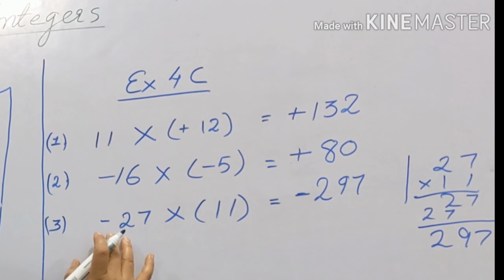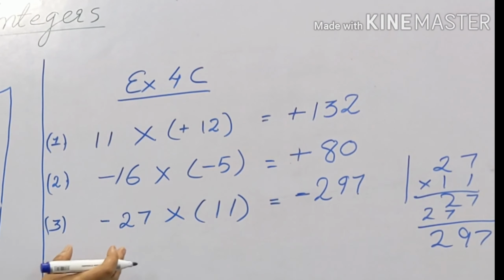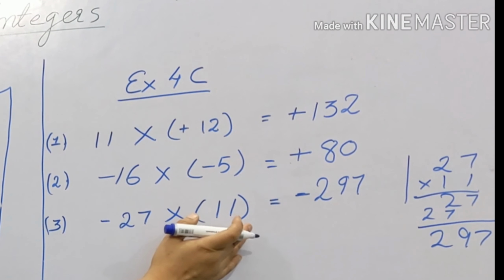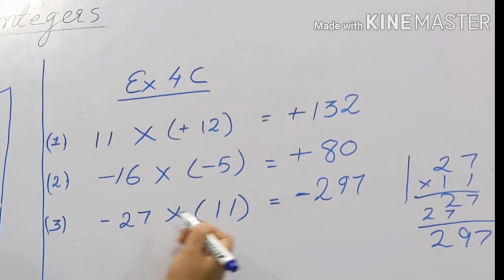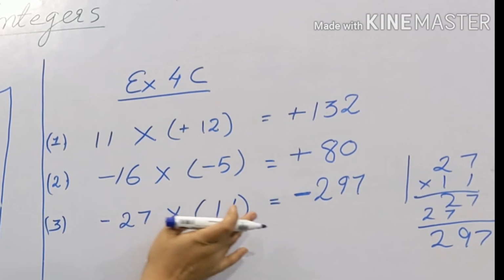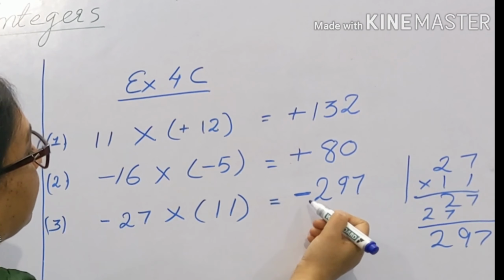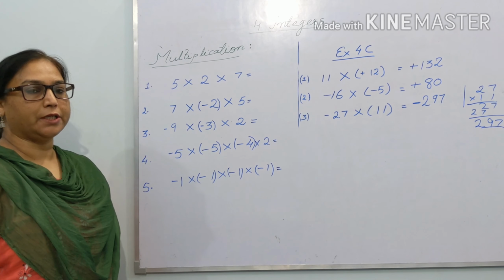Third example, minus 27 into 11. It means a negative integer multiplied by a positive integer. Again, when you have two integers with opposite signs, the product is always negative. Multiply 27 by 11. Answer is minus 297. This explains the multiplication of two integers.